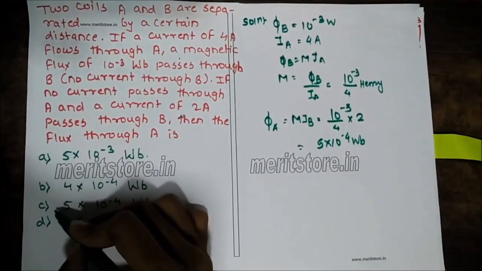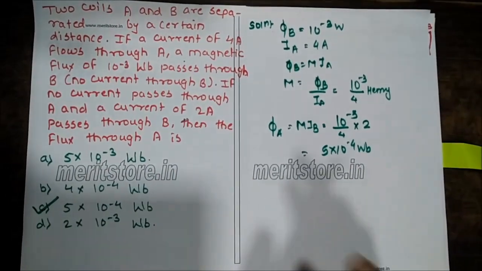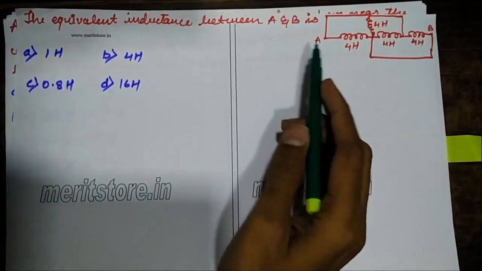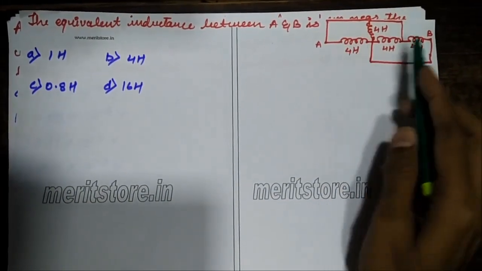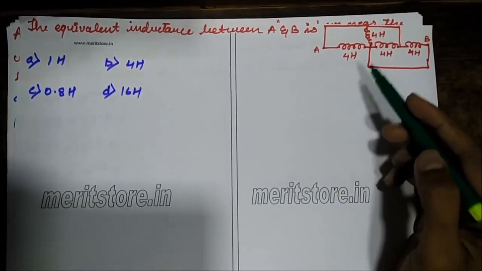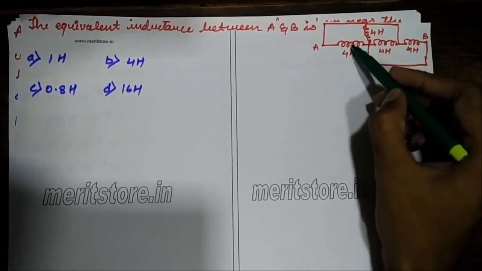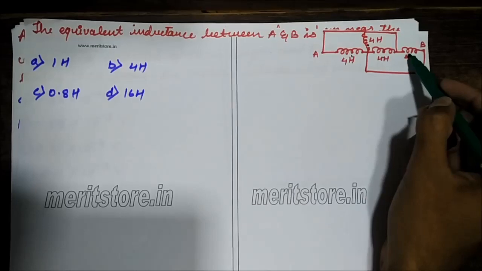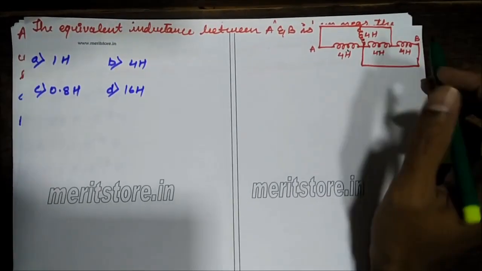Okay, so the correct option is C, 5 into 10 raised to minus 4. Next, the equivalent inductance between A and B. If we draw this diagram, they show that this and this are parallel, this and this are parallel, all the inductances are connected in parallel to each other.